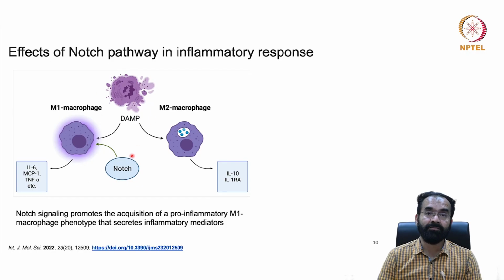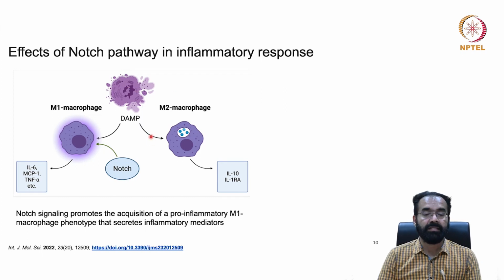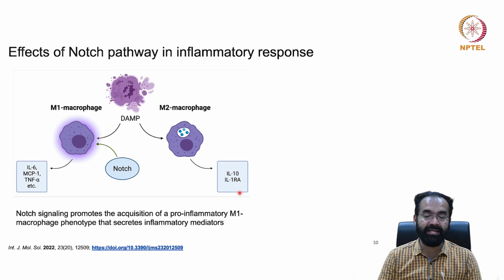So if you have active Notch signaling, the production of M1 macrophages takes place, which can secrete IL-6, MCP1, TNF alpha, and many other pro-inflammatory cytokines. And if there is DAM signaling that is triggered, then you end up getting more of the M2 macrophages. M2 macrophages, if present, are anti-inflammatory.